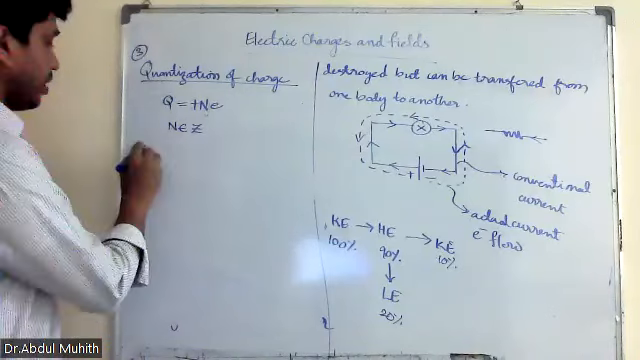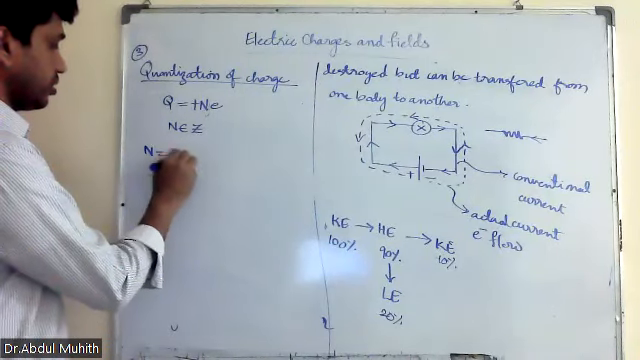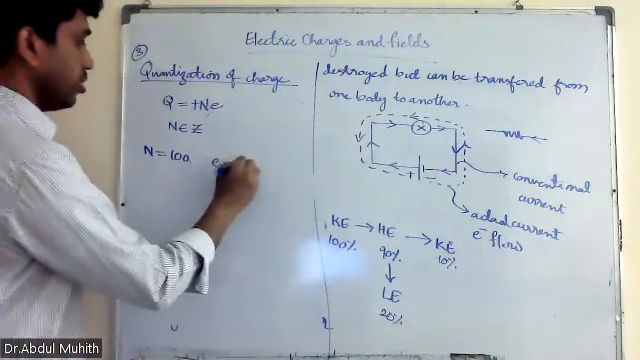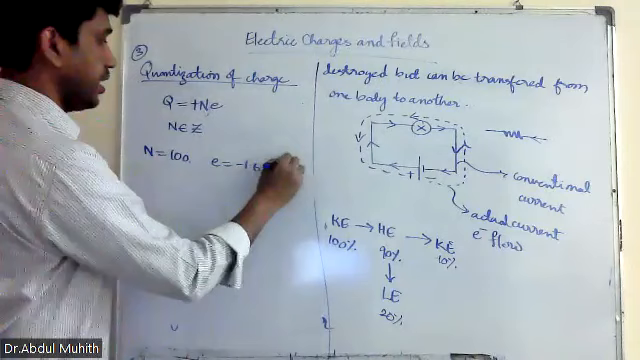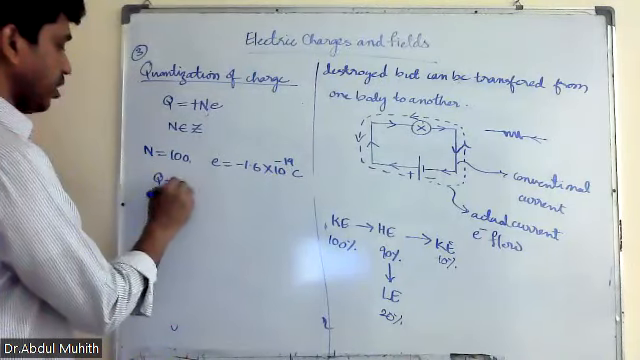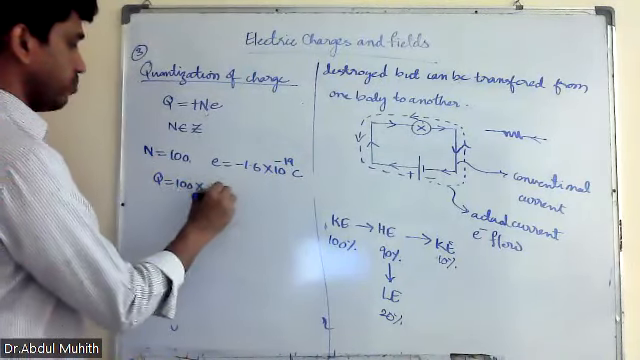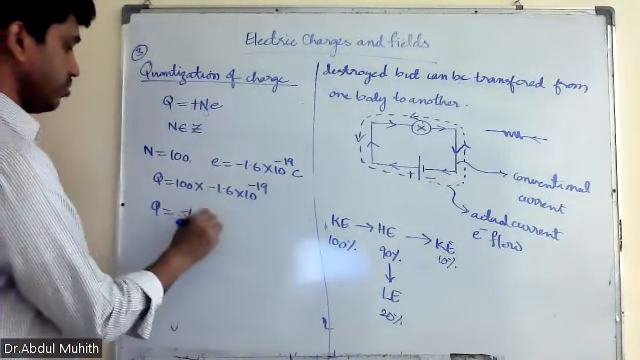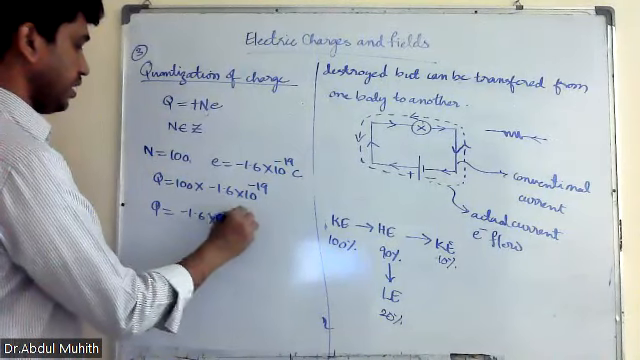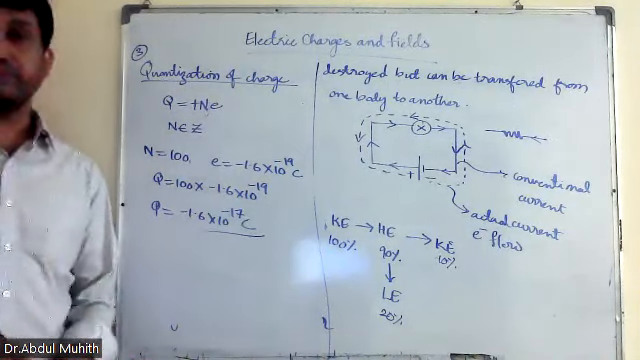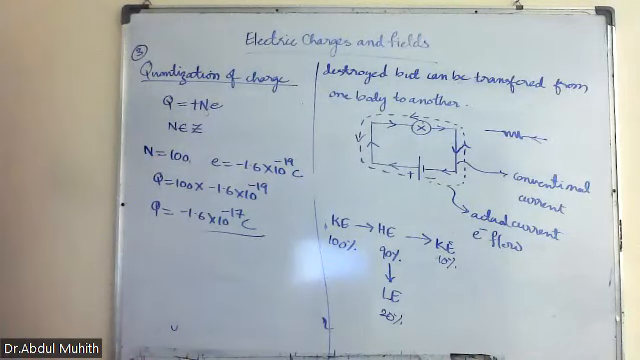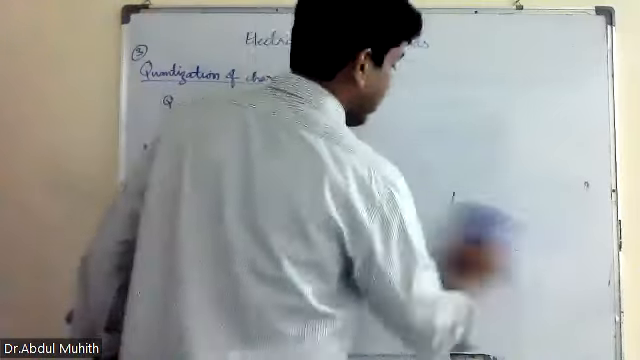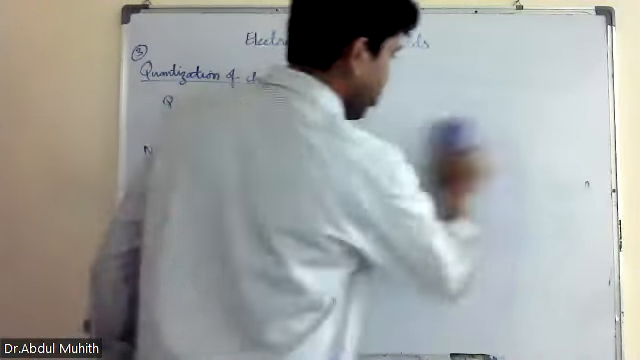Is it clear? Suppose, for example, n equals 100 electrons. Then what is the charge of the electron? E is equal to minus 1.6 into 10 to the power of minus 19 coulombs. Then multiply: Q is equal to 100 into minus 1.6 into 10 to the power of minus 19. So Q is equal to minus 1.6 into 10 to the power of minus 17 coulomb. This is the total charge on the body. Is that clear now? Yes, sir. This is about charge.